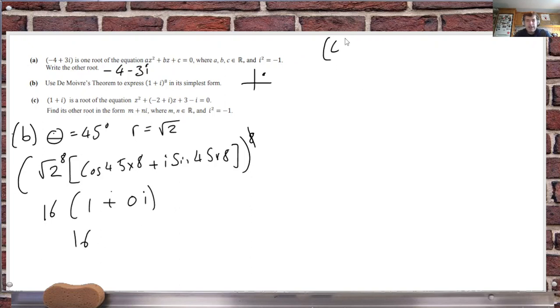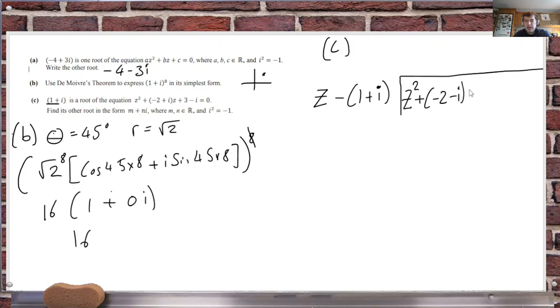Okay, and then finally C, we're given one root and we want the other root, so just division. z minus 1 plus i divided into the quadratic z squared plus minus 2 minus i z plus 3 minus i. So to get z to become z squared, we multiply by z. That's z minus 1 plus i times z.